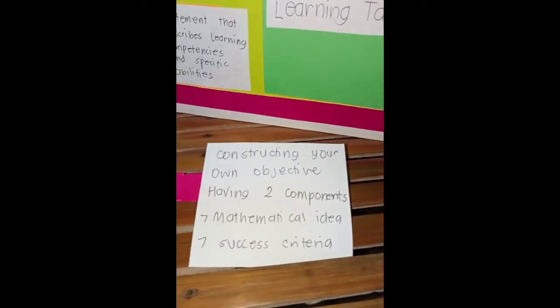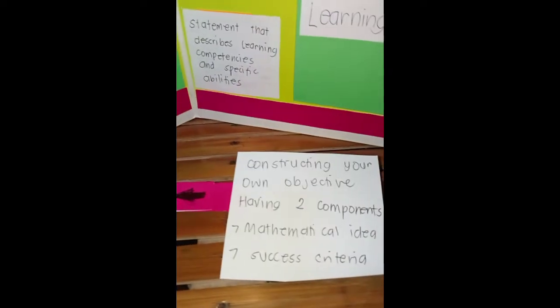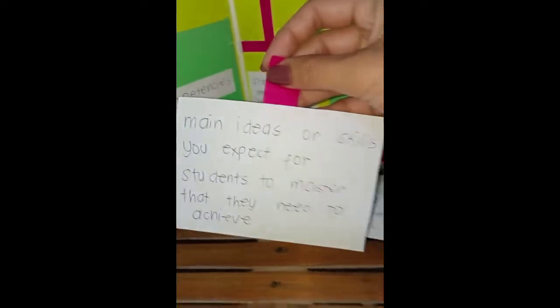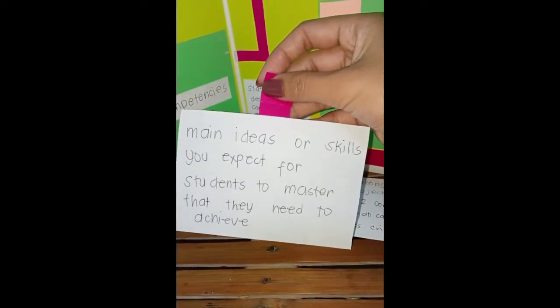Then, learning targets: constructing your own objective, having two components, mathematical idea and success criteria. Learning competencies: the main ideas or skills expected for students to master that they need to achieve.